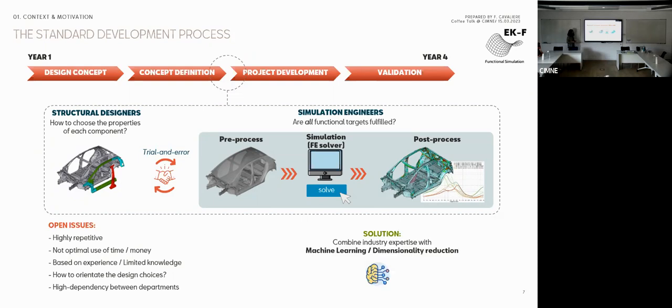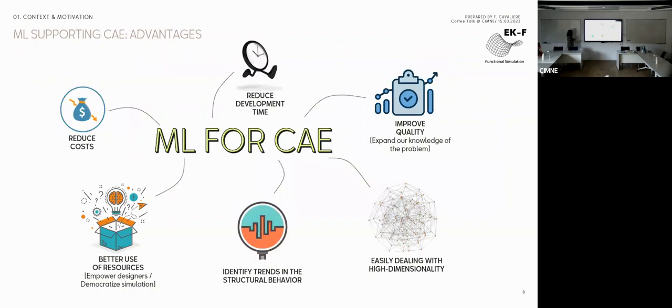Another idea, a solution to optimize this work process, is to combine our industry expertise with machine learning dimensionality reduction methods. So this was the motivation behind the project. We think that by introducing machine learning in CAE, so in computer-aided engineering, we have several advantages. We can reduce costs and development time, we can improve the quality, like expanding our knowledge of the problem. We can identify trends in the structural behavior. We can deal with highly dimensional problems. We will see it in a while.